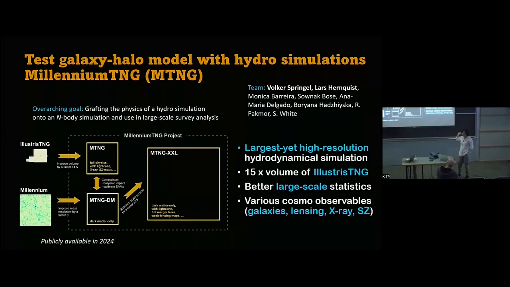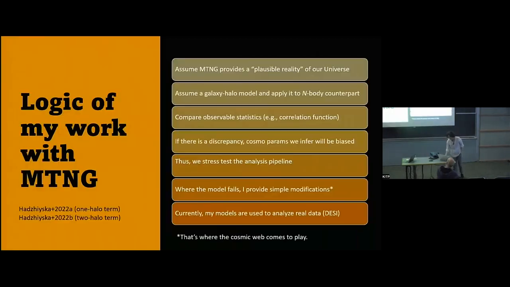This is essentially an update of the illustrious TNG project. So this is a larger box, a factor of 15 in volume, which has better large-scale statistics as a result, and more cosmological observables. So really it's trying to make this bridge between galaxy formation simulations and cosmological simulations. This will be available in 2024, but there are ways to actually make use of the data even now. So if you are interested, do either talk to me or you can email Volker.